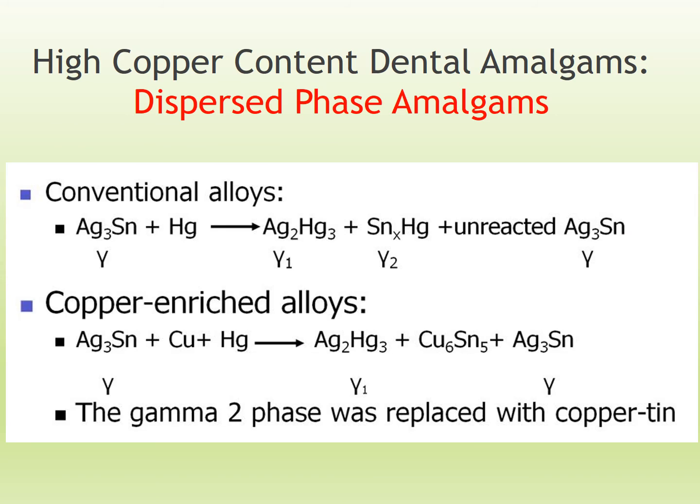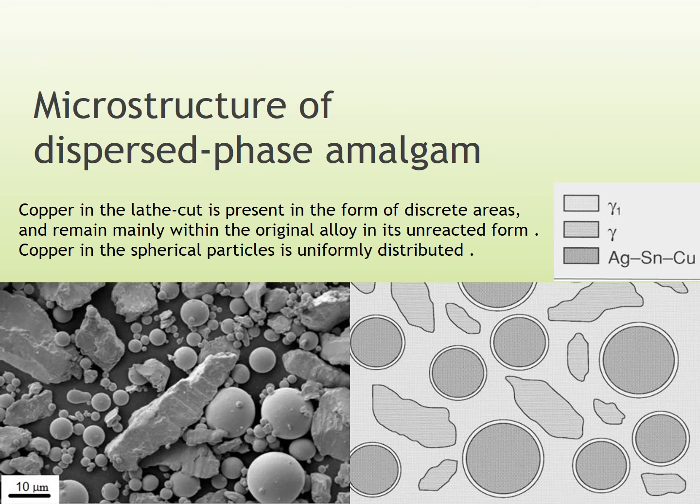An example of the high copper content dental amalgams is the dispersed phase amalgams. It was made in the 1960s in an attempt to improve the strength of the dental amalgams, mainly by increasing the copper content of the alloy. The first reaction is similar to the traditional type, and it is followed by a second reaction. Gamma 2 plus silver copper will give us copper 10 and gamma 1. So the final amalgam contained little or no gamma 2.